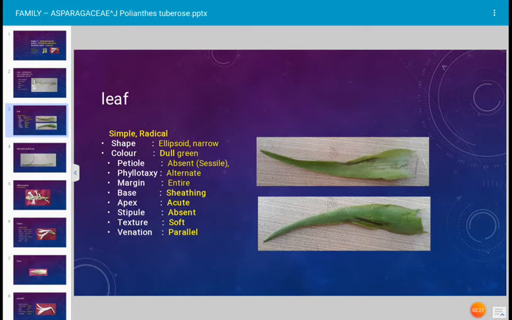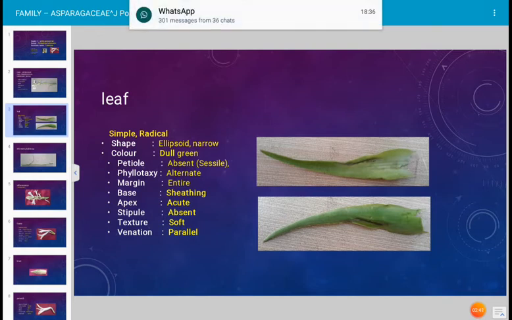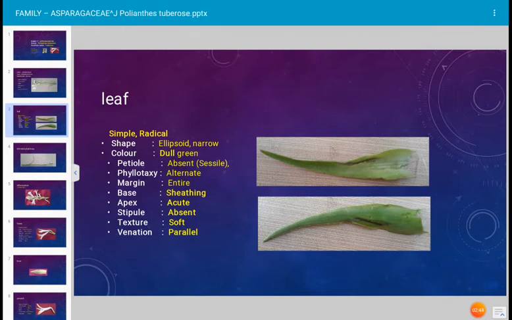How is the shape of the leaf? Ellipsoid. Seeing the photograph, the apex is narrow. The color of the leaf is dull green. Petiole is absent, the stalk of the leaf is absent. If the petiole is absent in the leaf, that leaf is described as a sessile leaf. It has no petiole. The leaf base is a sheathing leaf base.